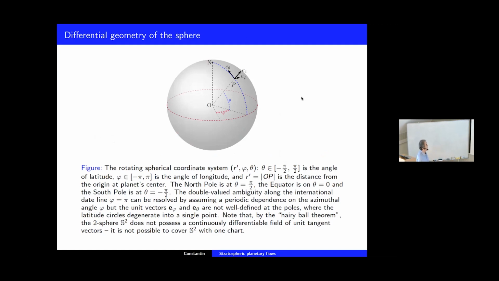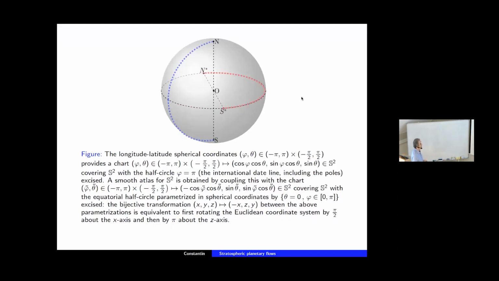There is a problem with the Hairy Ball theorem. The minimal atlas for the sphere has 2 charts, so you cannot have just one. There is a singularity, but this is not a problem because, in a sense, in blue, this is one chart. You eliminate this, which is called the international date line, not the real one, because the real one is not a half circle because of boundaries between countries.